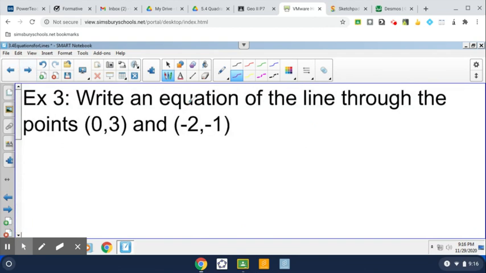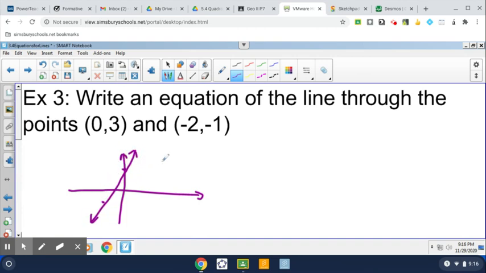All right, so next thing, write an equation of a line through the points 0, 3 and -2, -1. So first thing I suggest doing is actually making a sketch. When I say sketch, it's not going to be perfect, but -2, -1 is here, and 0, 3 is here. So your line will look like this.